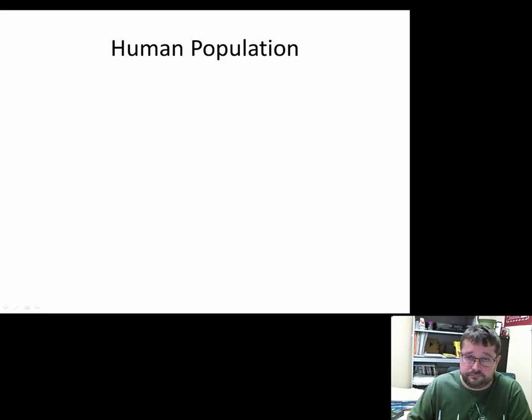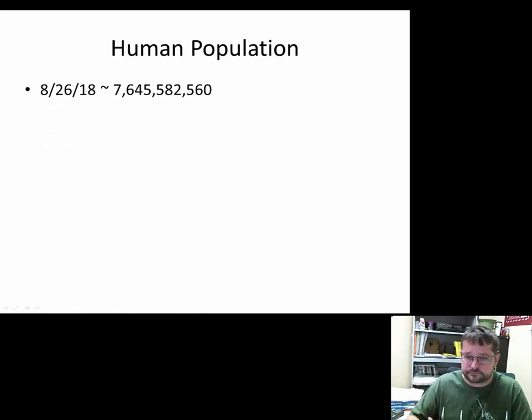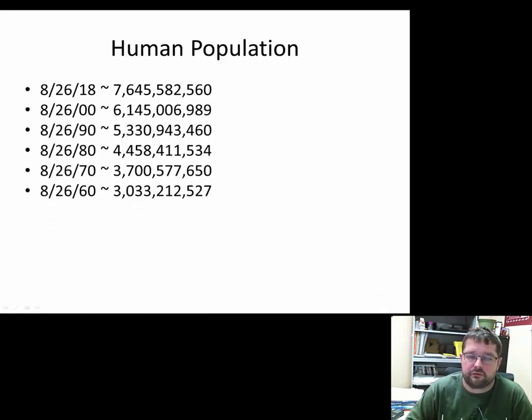If you look at the human population today, give or take maybe a few hundred people, I pulled this data on 8/26/18. There's 7.6 billion people on the planet. If you think about that, and let's say you're a student in natural resources, straight out of high school, 18 years old or so, when you were born, let's say this month, there were only 6 billion people.